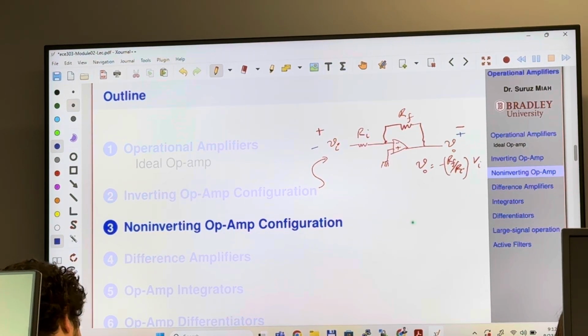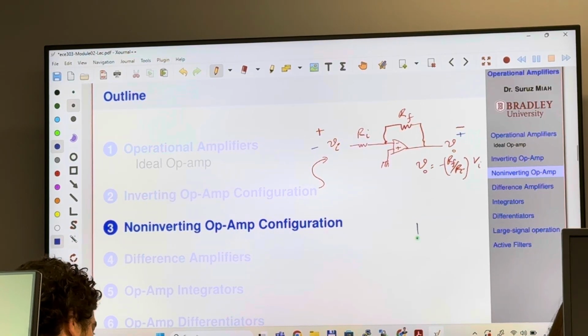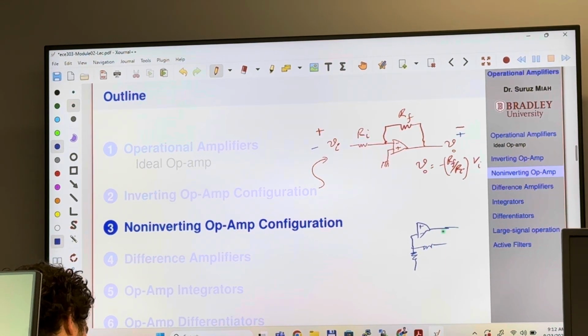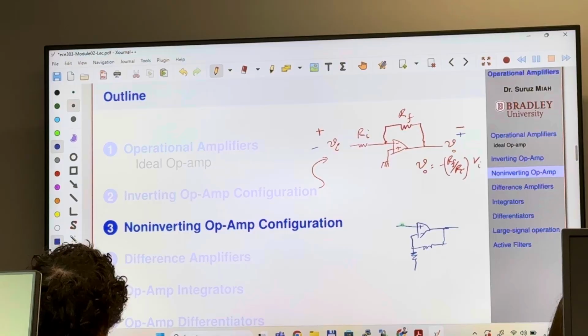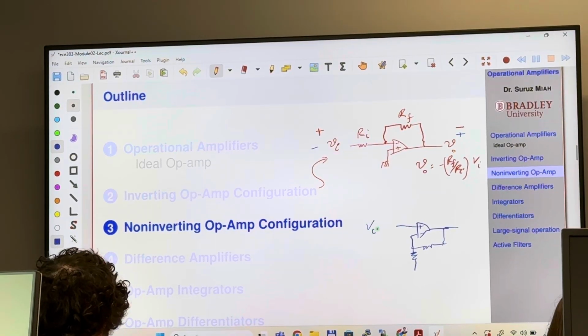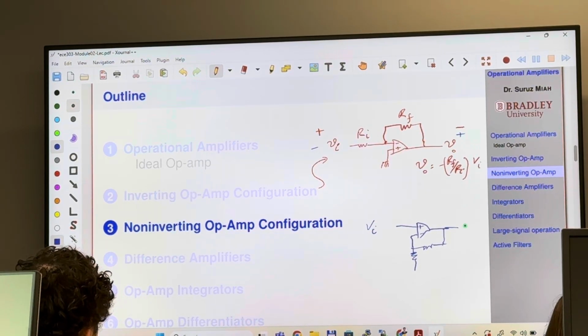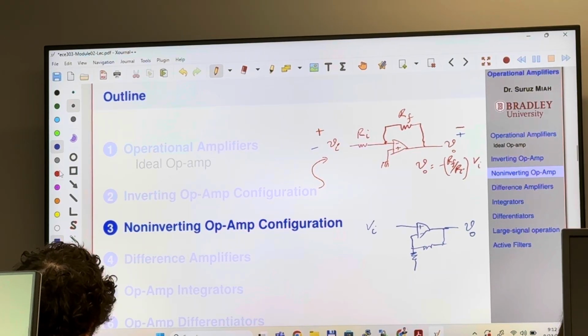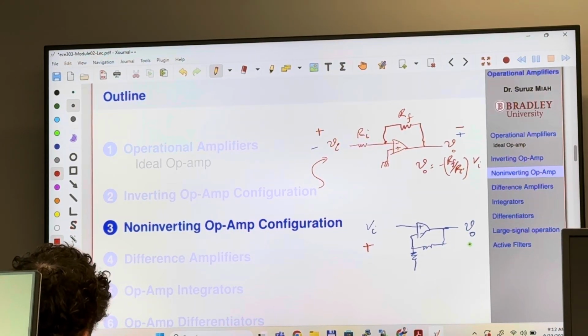Non-inverting operational amplifier: you will have the input to the positive terminal, and the negative terminal will have a resistor there. I have this in the next slide. I'm just going to show you a simple difference here. If the input is Vi, the output is going to be Vout. If the input is positive, the output is also positive. If the input is negative, the output will be negative. You understand?